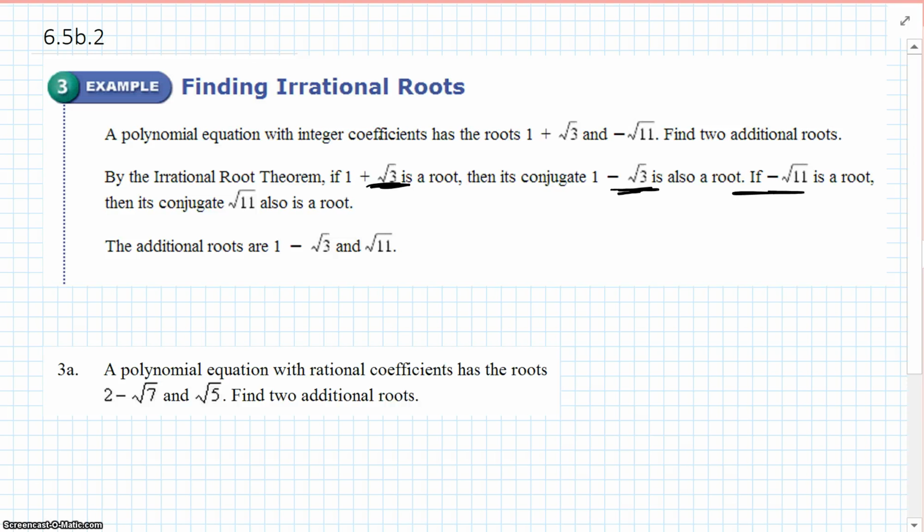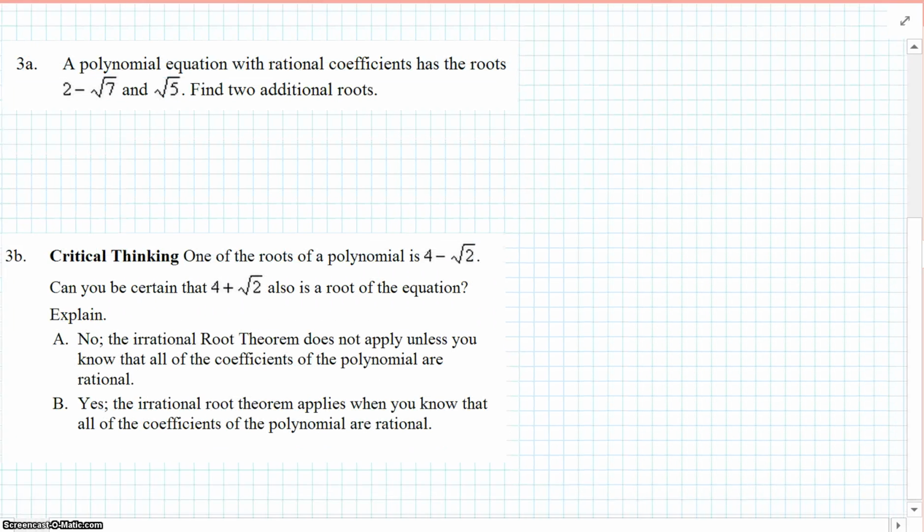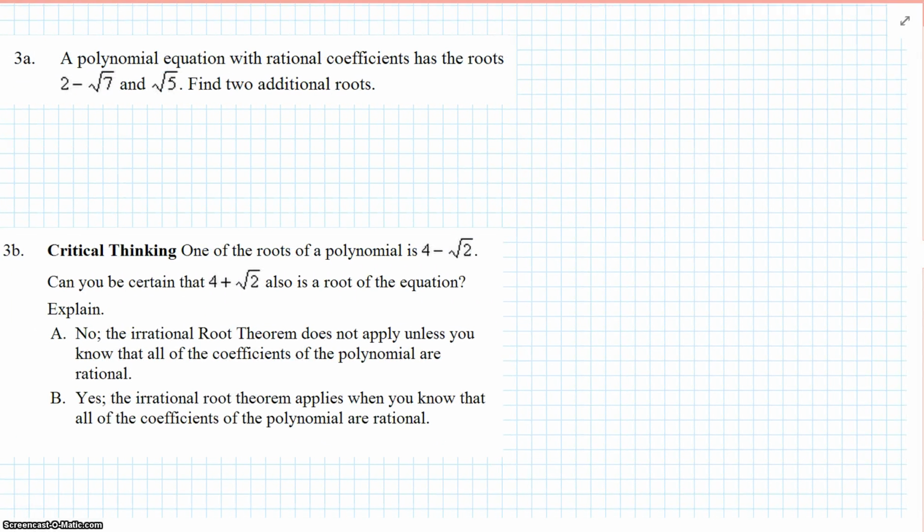A polynomial with integer coefficients has roots 1 plus the square root of 3 and negative square root of 11. Find two additional roots. So if I have 1 plus the square root of 3, I must have 1 minus the square root of 3. If I have negative square root of 11 as a root, positive square root of 11 must be a root. Okay, easy enough. A polynomial equation with rational coefficients has the roots 2 minus the square root of 7 and the square root of 5. Find the other roots. It would be 2 plus the square root of 7. And if that's positive square root of 5, the other one would be negative square root of 5.